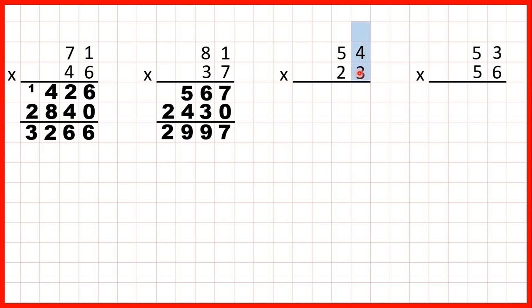Now we have 54 times 23. So we start by multiplying the digits in our ones. 4 times 3 is 12, but 12 is a two-digit number. So just as with short multiplication, we need to write the first digit on top of the next place value column along. So 4 times 3 is 12, and we write that 1, 2. So now we have 5 times 3. That's 15, but we need to add the 1 that's on top. So 5 times 3 is 15, plus 1 is 16.